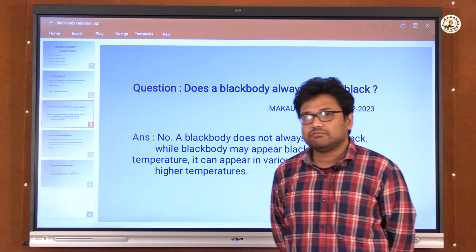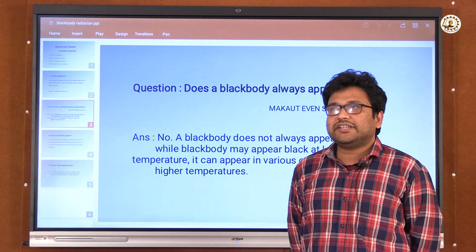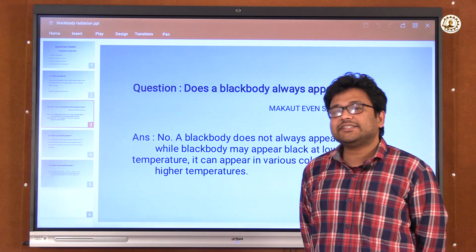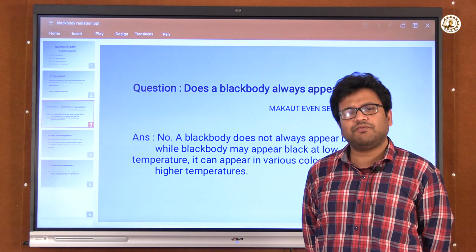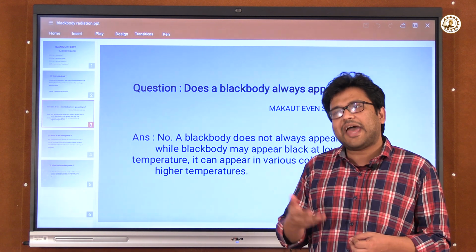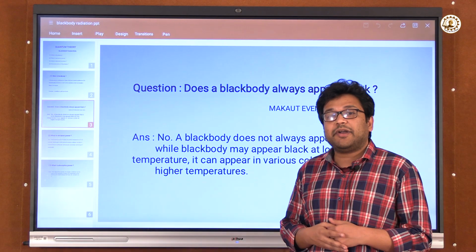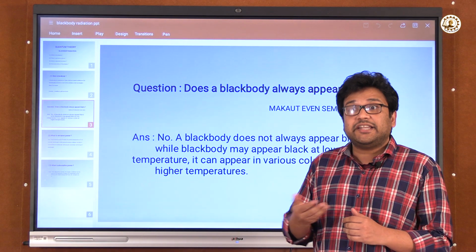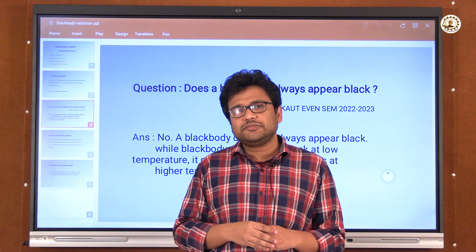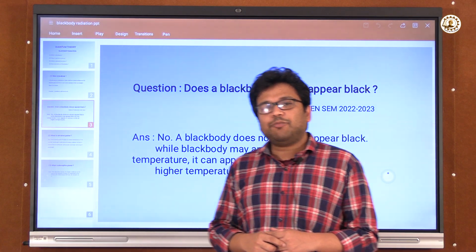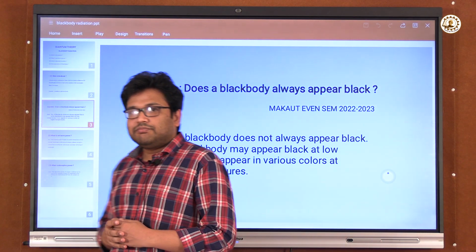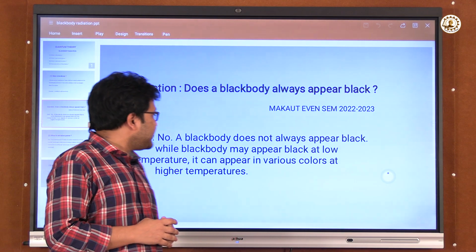At room temperature, that means when the temperature is low, the black bodies can absorb radiations of all wavelengths, and since they absorb all the radiations, they will appear black. But as the temperature increases, the black body is heated up, and it will start to emit radiations of all wavelengths. So depending upon the temperature, the black body will appear in various colors. So the answer is no. A black body does not always appear black.